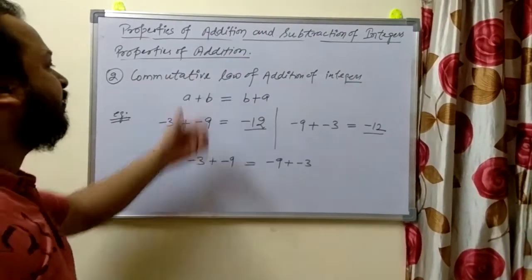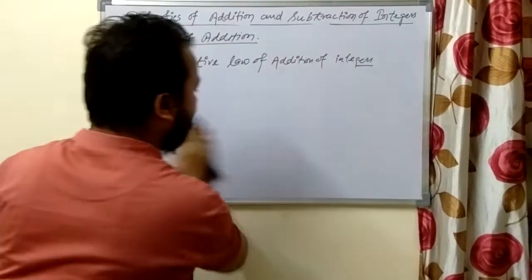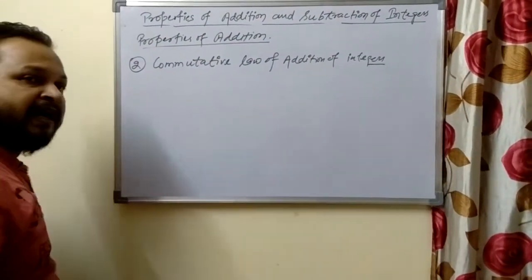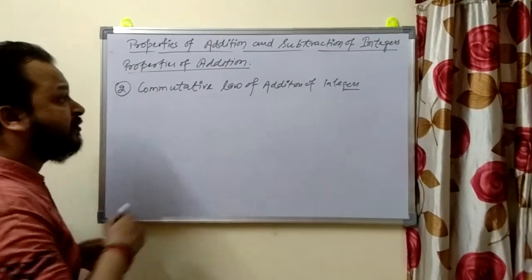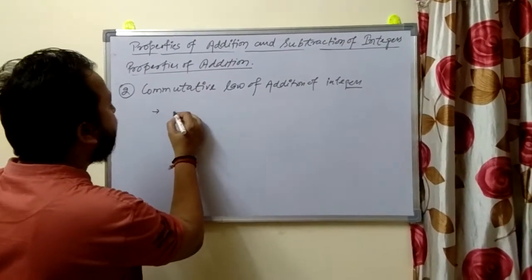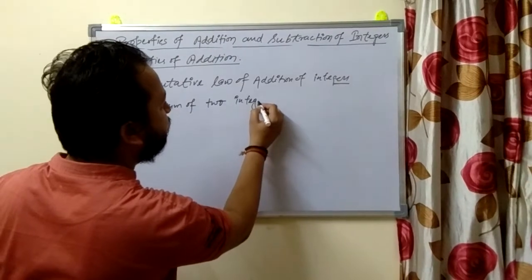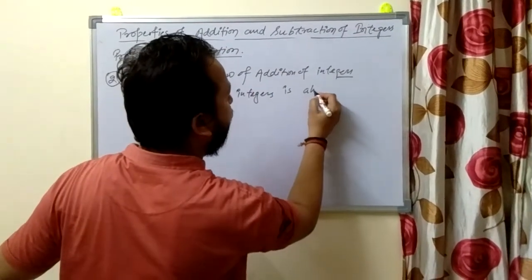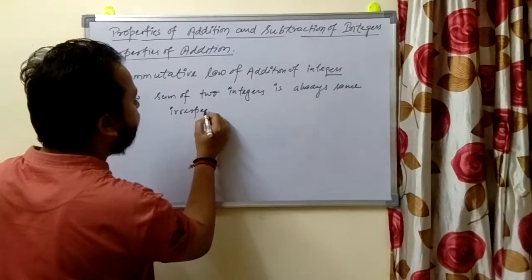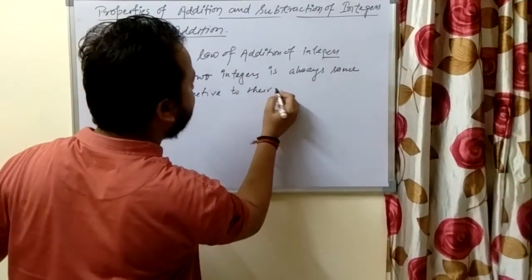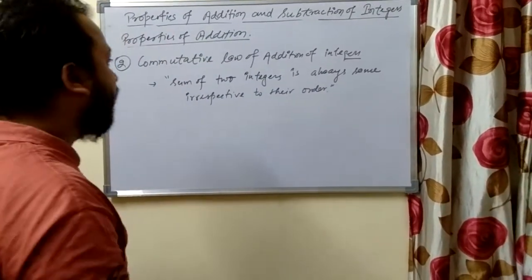So this is the commutative law of addition of integers. It actually states that the sum of two integers is always the same irrespective of their order, right? So this law states the sum of two integers is always the same irrespective of their order. This is the commutative law of addition of integers.